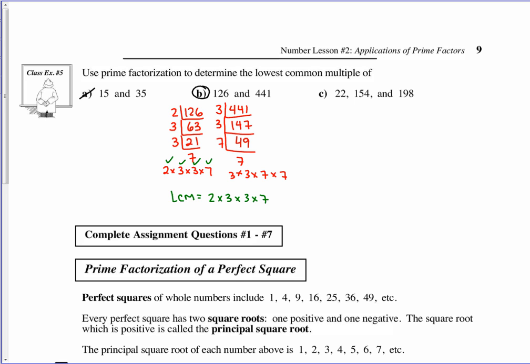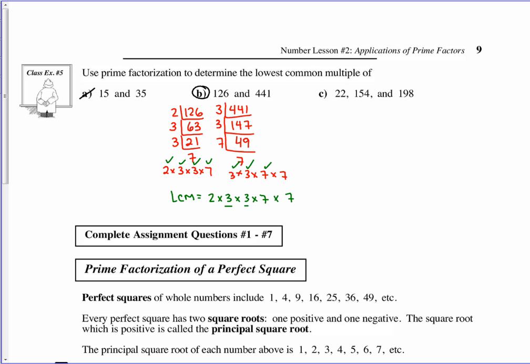The first 3, is it there? Yes. Second 3, is it there? So we need 2 3s? Yeah, both there. Good. So we had a 3 and we had a second 3. One 7, is it there? Is the second 7? No, so we have to include it. It was missing. Right, so if there's 2 7s here, our LCM needs 2 7s. Okay.